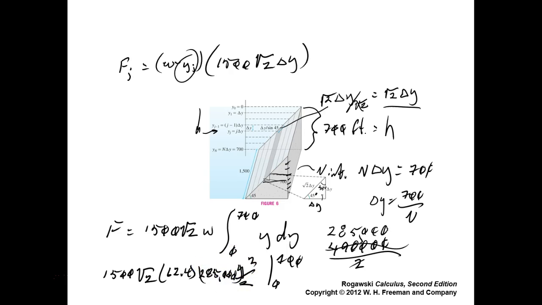Okay, that will give you your total on that. So if you got a calculator, punch those in. By the way, it's an enormous amount of force, as you can tell. 1,500 times root 2 times 62.4 times 285,000.